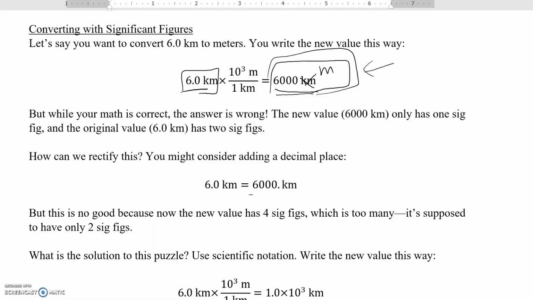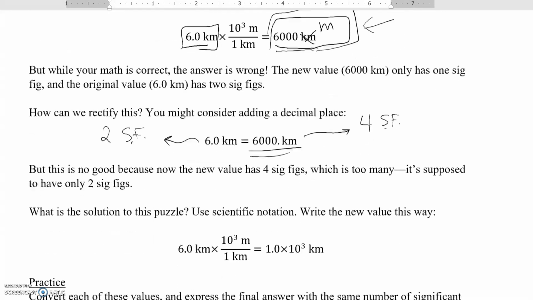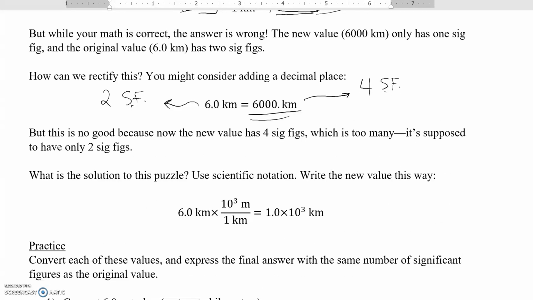You might think that we should just add a decimal point to the end, but that's not right because now this has 4 sig figs, whereas the original number had only 2 sig figs. What do? The solution is to use scientific notation. By using scientific notation, and this is also incorrect, let's fix this, we can say that the answer is 6.0 times 10 to the 3 meters. And now my final answer has the same number of sig figs as the initial value.